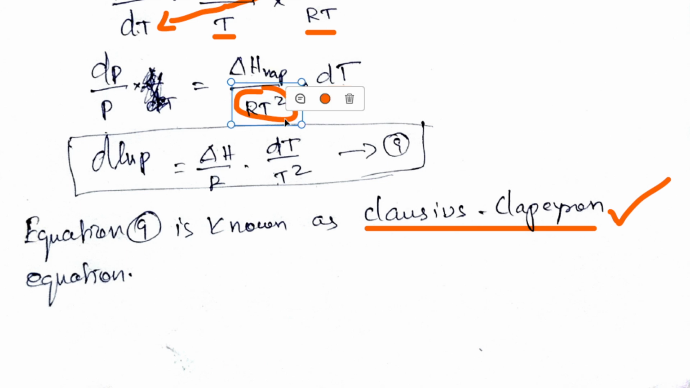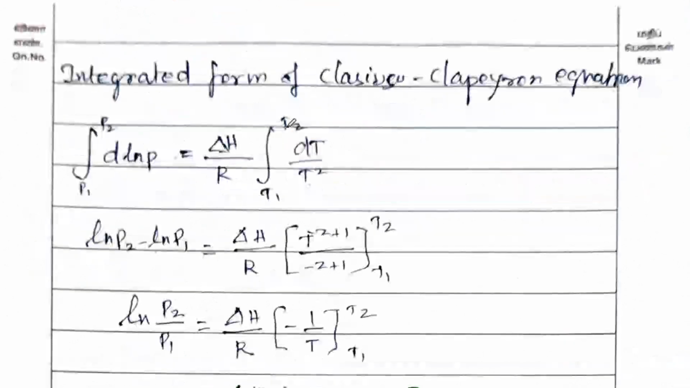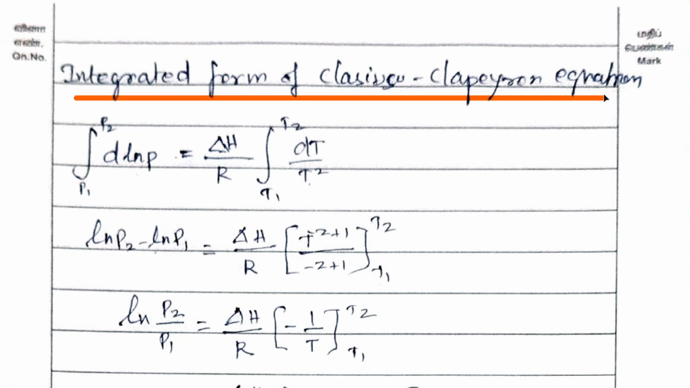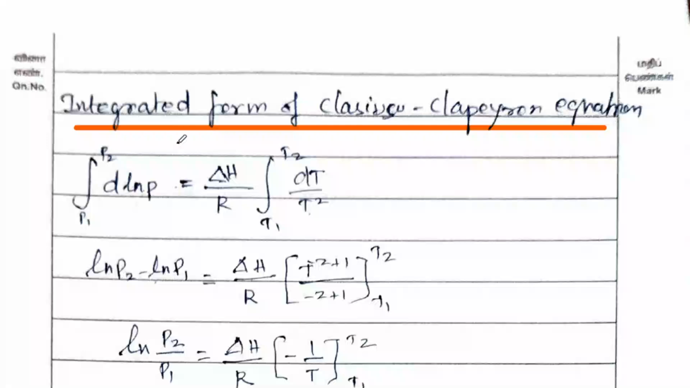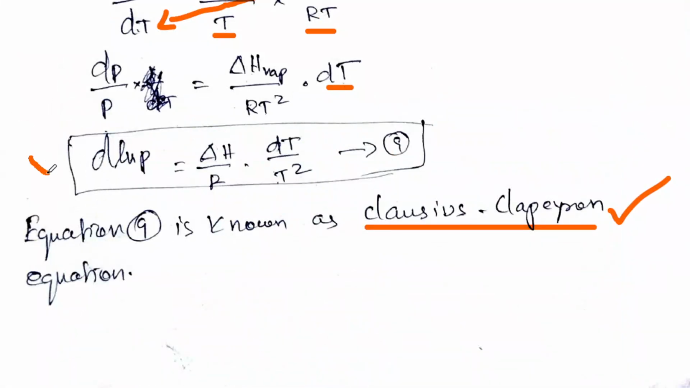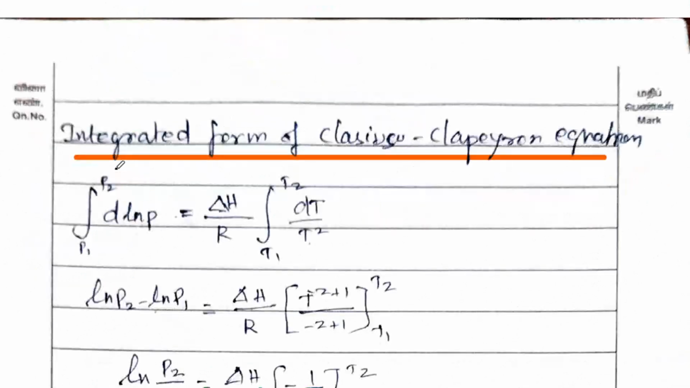And now we are going to integrate this equation to bring the integrated form of the Clausius-Clapeyron equation. Let us integrate this equation, and we get the integrated form of the Clausius-Clapeyron equation that we can see here.